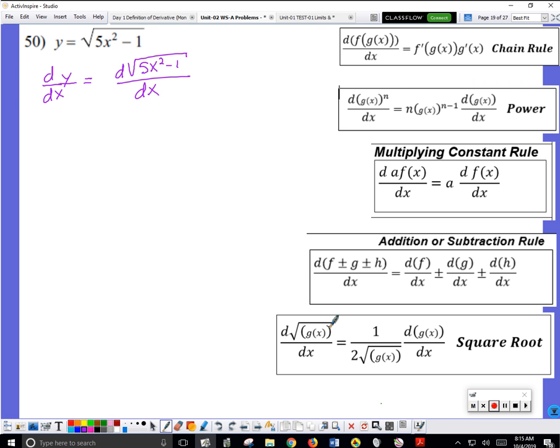d dx of the square root of something. Note here that something is referred to as being g of x. As you go step by step, g of x will change over and over again. Very good. So I just apply the rule. This can be abbreviated if you'd like as y prime. That's acceptable. So I have 1 over 2 square root of g of x. And then I finish with multiplying by d of g of x over dx.